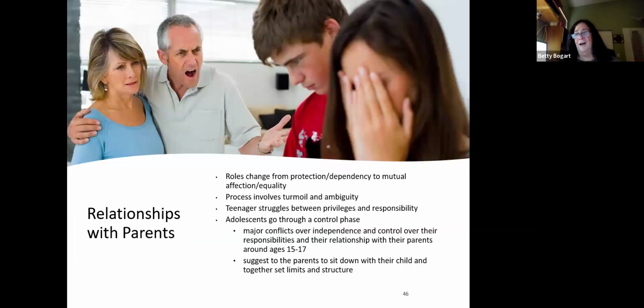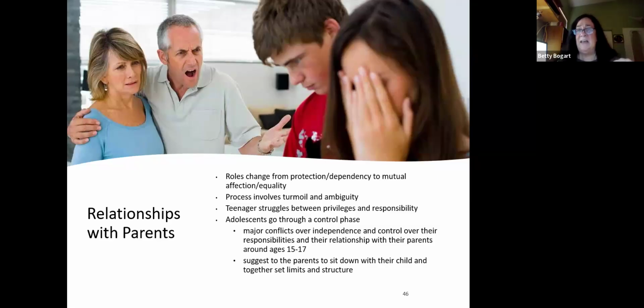Parents are pretty hard on adolescents at this age. We know that parents still want them to have responsibilities and to follow the rules, and adolescents think that they want all these privileges. They just feel that they're owed them. And it's just this turmoil that goes on. You can see it, especially the major conflicts over independence and control, over responsibilities and their relationship with their parents.